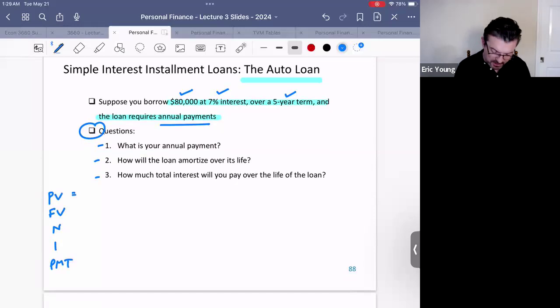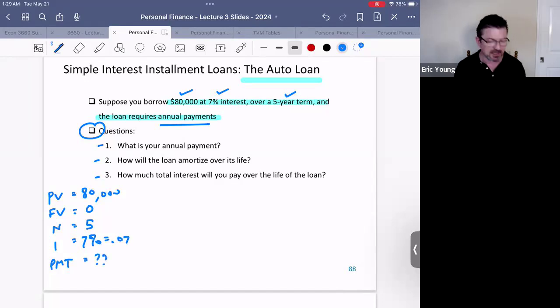Now, the present value is $80,000 because that's how much money you're receiving. Since you're paying the loan off in 5 years, the future value is 0 because when it's paid off, you don't owe anything. N is going to be 5 because we're making annual payments on a 5-year loan. The interest rate is 7%, or we can say 0.07, and we're solving for the PMT. So that's one way to look at it.